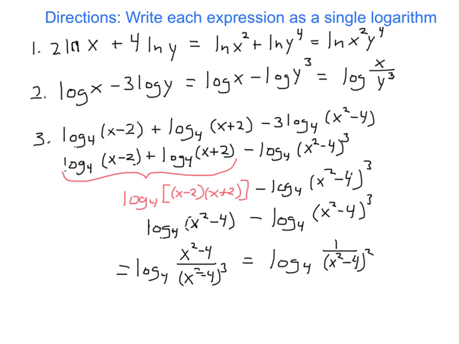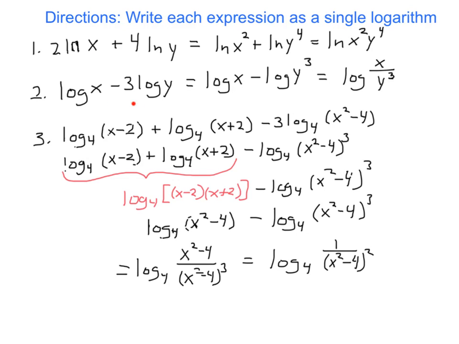Now, by property 5, I know that when I'm adding 2 logs, that's going to be the log of a product. So that's going to be the natural log of x squared y to the 4th. Number 2. We'll look at it with the common log here, but this works for any base, same thing with number 1, that works with any base.